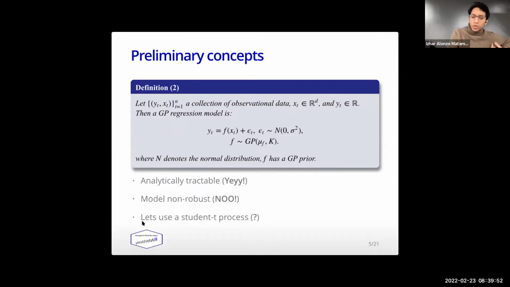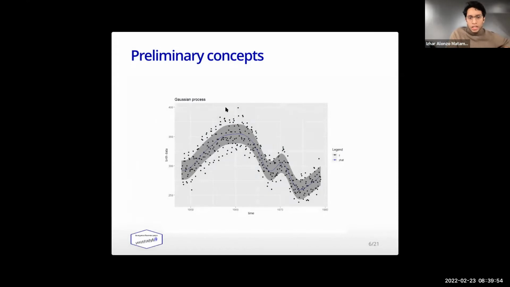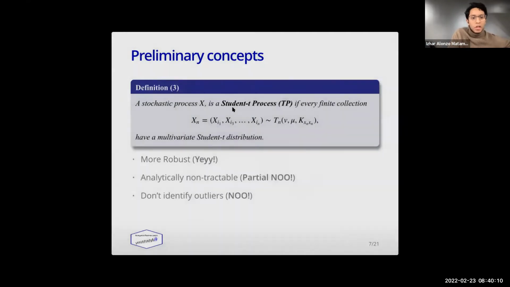So, well, let's try to use a Student T process. In this case, this is an example of a Gaussian process. As you can see, the Gaussian process is fitting the curve overall, but it is not performing well when we're trying to explain every observation that behaves like an outlier. It explains the mean kind of well overall, but it doesn't explain the information, particularly itself.